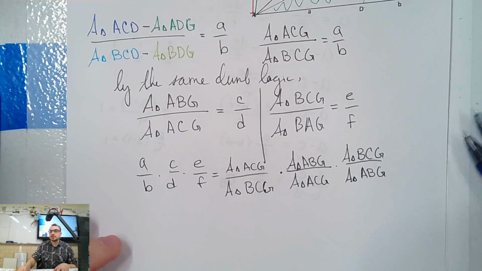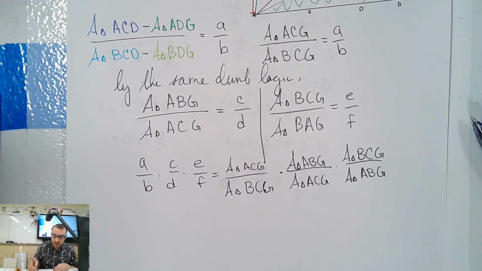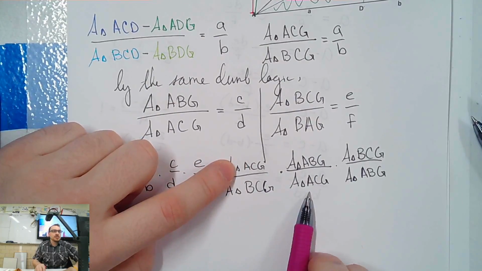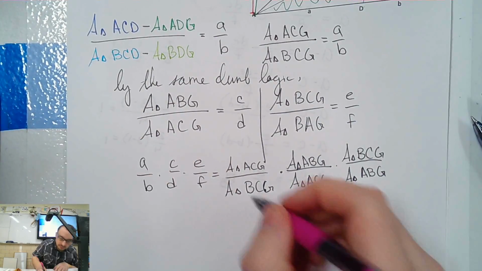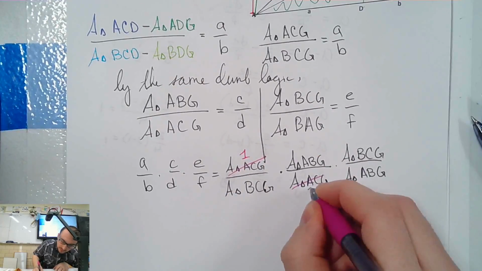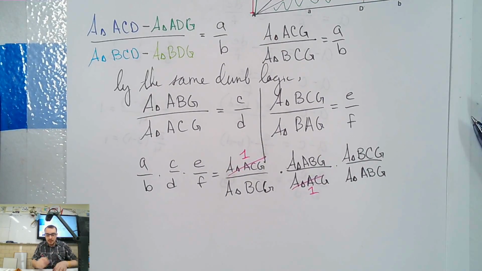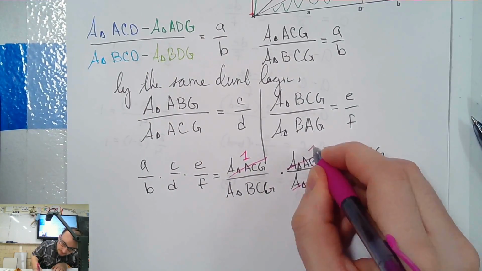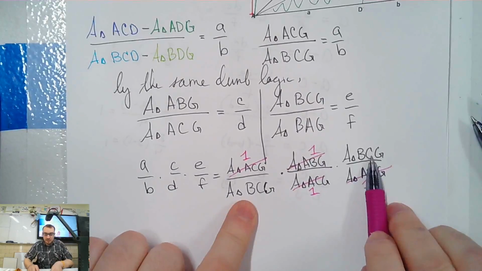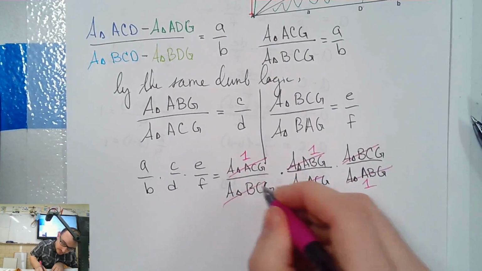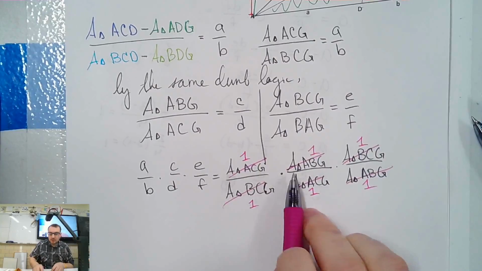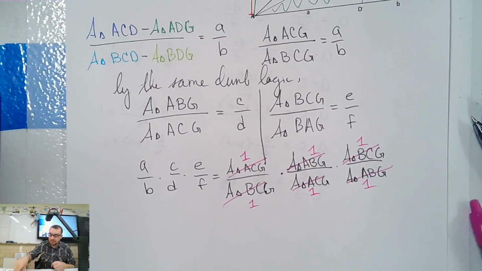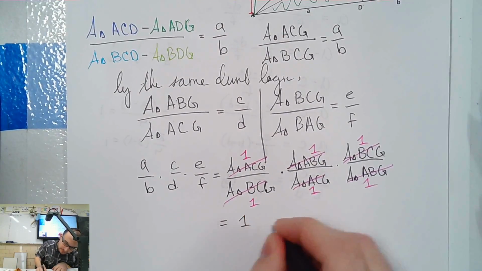So now we do multiplication. Times in the top, divide in the bottom, right? So ACG in the top, ACG in the bottom, that's ACG divided by ACG. Anything divided by itself is 1, right? So that becomes 1, right? 1 over 1. What's ABG divided by ABG? 1. And BCG divided by BCG. 1 times 1 times 1 on the top, 1 times 1 times 1 on the bottom. What's 1 divided by 1? 1. So therefore, this equals 1.